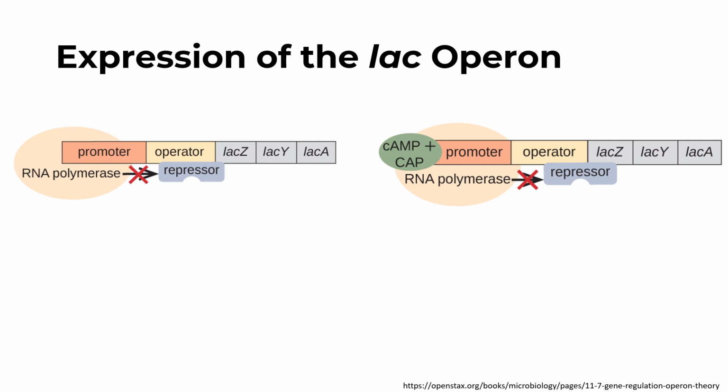To summarize, the lac operon will not be expressed if lactose is not present, whether or not there is glucose. In this scenario, the lac repressor is bound and RNA polymerase is blocked. So you can see whether glucose is present or not, if there is no lactose, the repressor is bound to the DNA and transcription cannot occur. However, expression of the lac operon is controlled by that second switch.